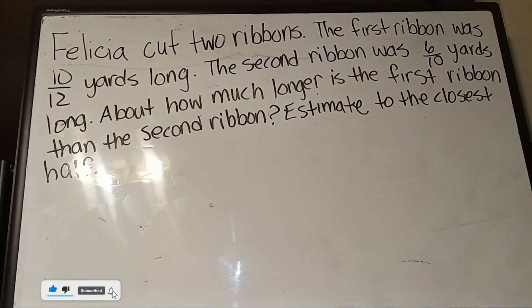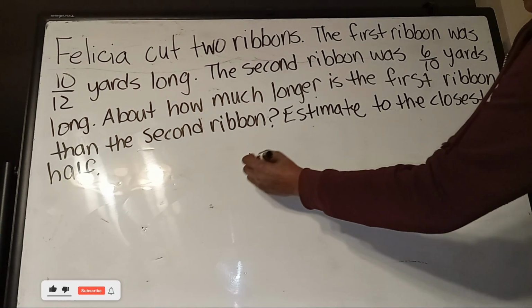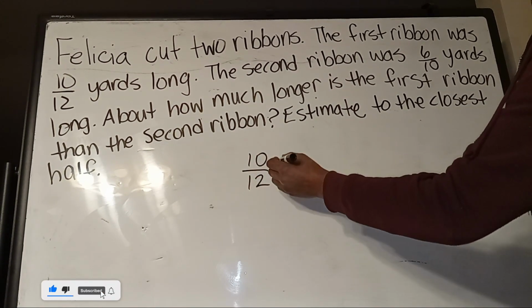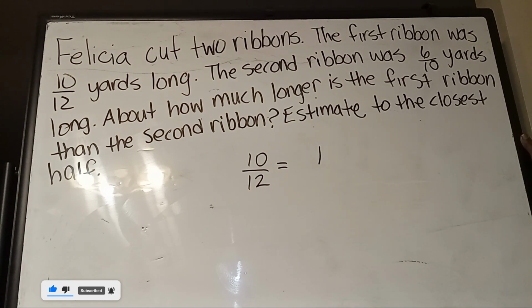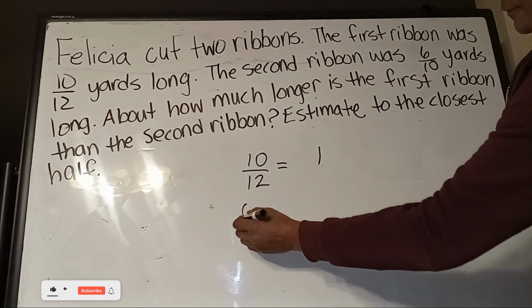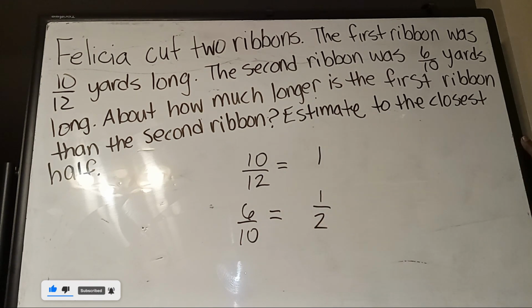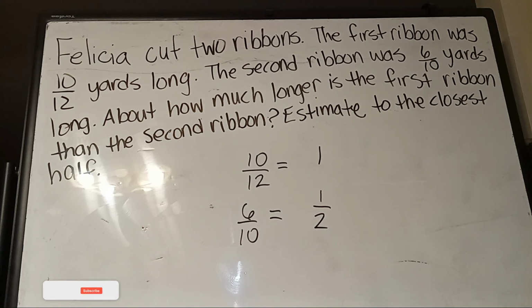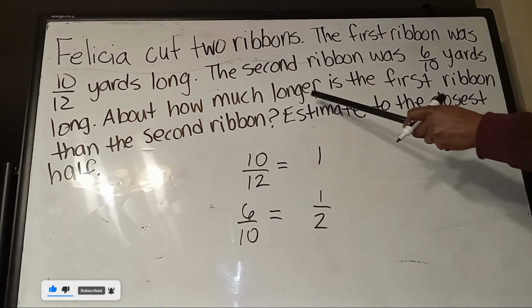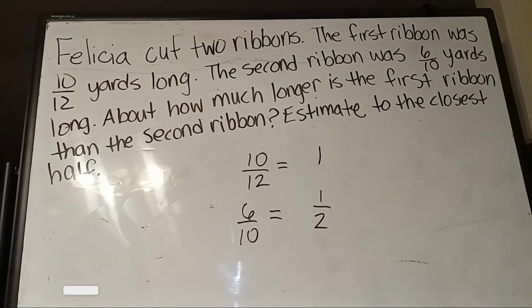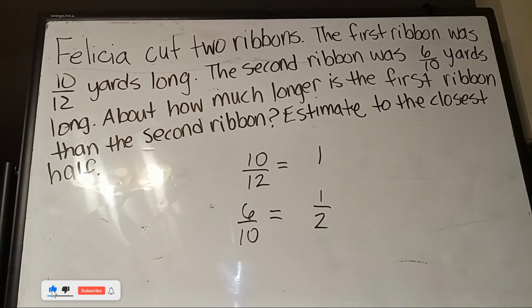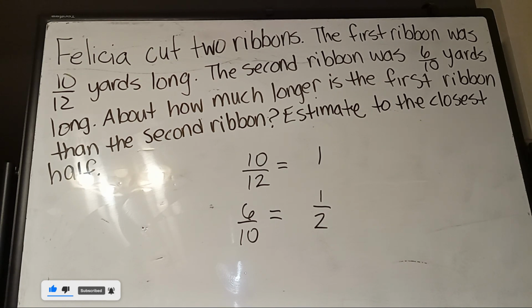All right, now that we've determined our fractions, we said we had 10 over 12, and that was equal to our whole 1. And then we said we had 6 over 10, and that was equal to 1/2. So for this problem, what are we doing? Let's look at it. It says, about how much longer is the first than the second. When we're comparing, what are we doing? Do we add, or do we subtract? Exactly, you've got to watch those key words.